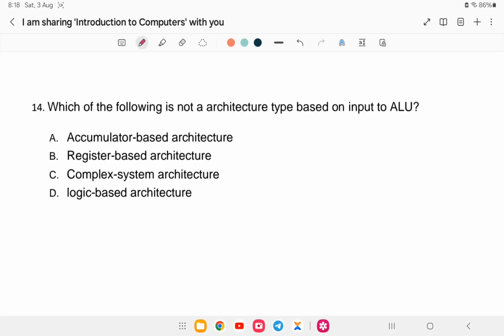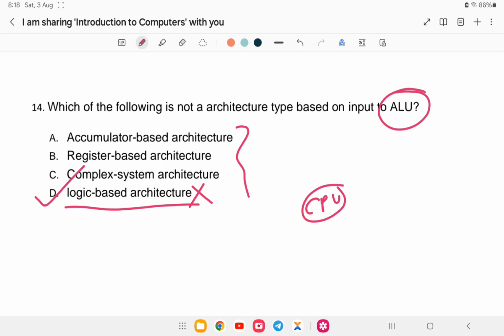Which of the following is not an architecture type based on input to ALU? So arithmetic and logical unit, we study inside the CPU, and inside it there is the ALU. So what are the types of ALU architecture? Is it A, accumulator based architecture, B, register based architecture, C, complex system architecture, or D, logic based architecture? So the one that is not a type is option number D, that is logic based architecture.